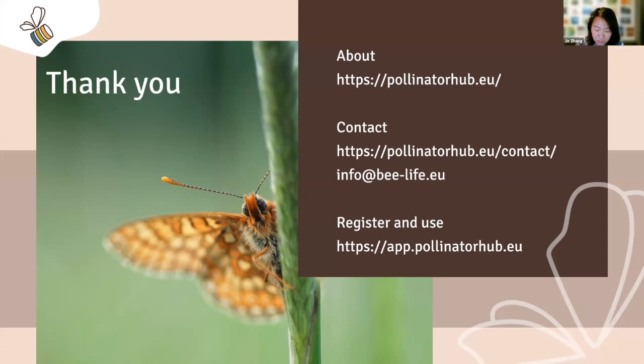Next question would be, what data should be then falling into the range of Pollinator Hub? So for example, if I have like plant diversity data from my transect walk, is this something interesting for the Pollinator Hub? Or is this only really just pollinator diversity taxonomy? So what is your data range?